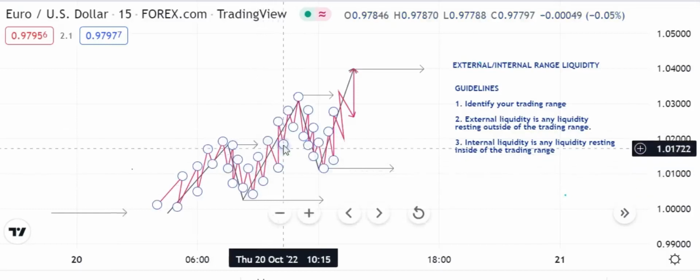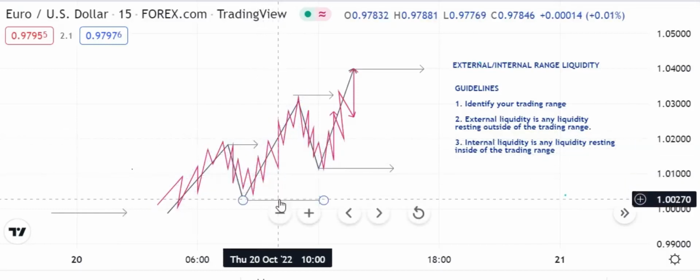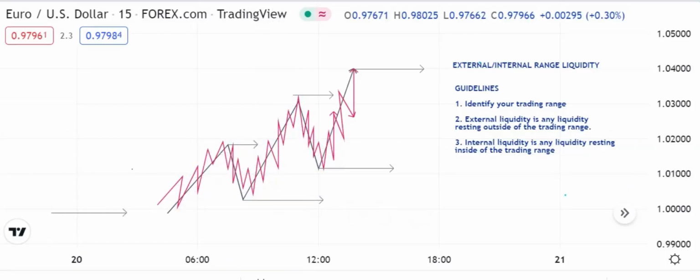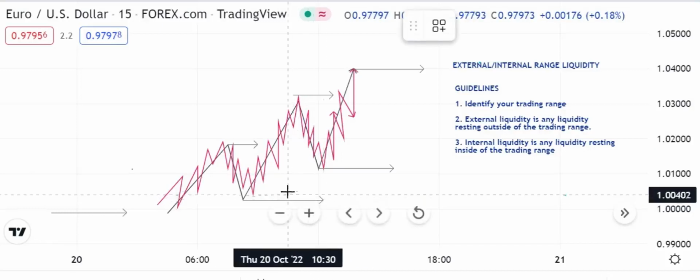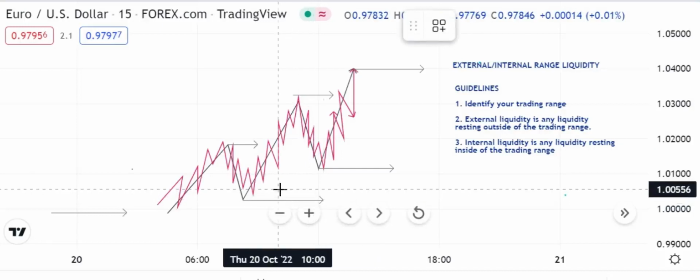Now within these minor structures, you now have what is known as internal liquidity. Now let me show you the internal liquidity here. And one more thing before I show you what is internal liquidity, you need to know that above every high and below every low lies liquidity. All right, you need to know that. So now let me show you the internal liquidity.